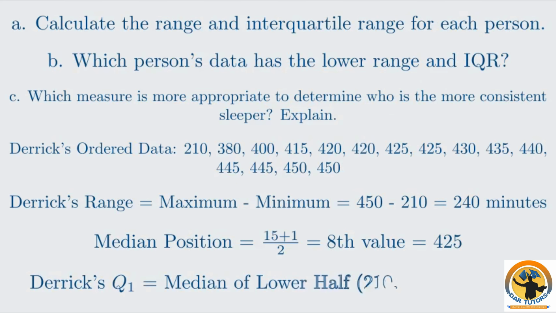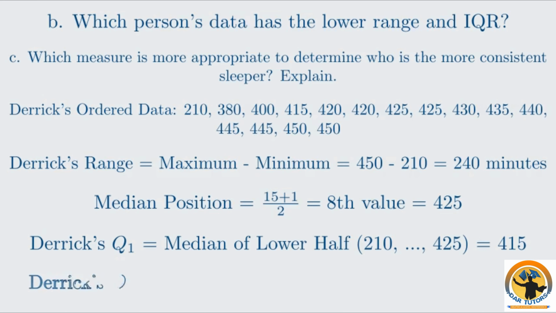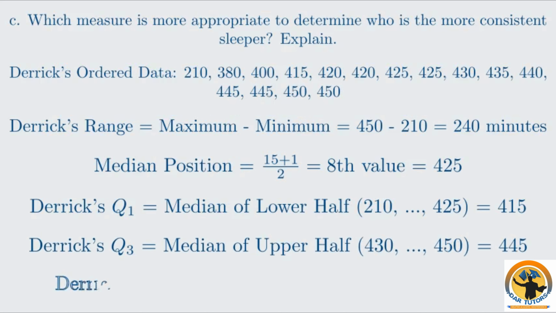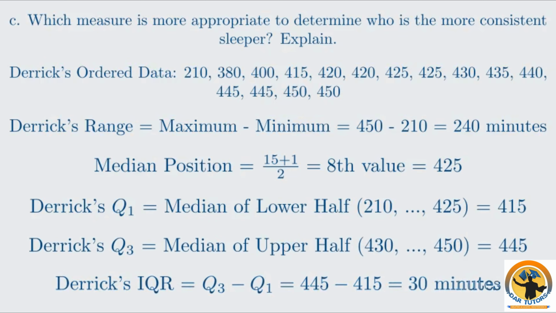Ignoring the median of 425, the lower half is 210, 380, 400, 415, 420, 420, 425. Its median, Q1, is 415. The upper half is 430, 435, 440, 445, 445, 450, 450. Its median, Q3, is 445. Derek's interquartile range is 445 minus 415, which is 30 minutes. This is much smaller than his range.